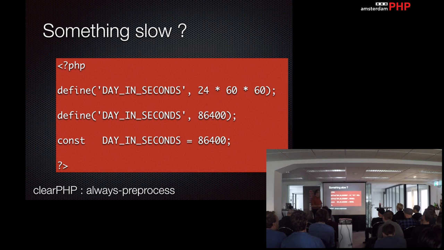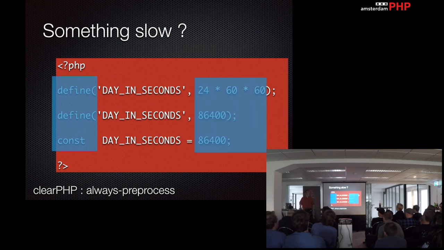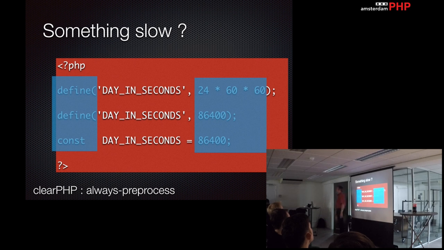Okay, so that's the two parts. The first one is indeed define. As much as you can, use const. Okay, it's not going to make your day different, but that's probably going to be a little acceleration. The other one is please pre-process. It's obvious that 24 hours by 60 minutes by 60 seconds will make the result. I mean, everyone knows that by heart, right?